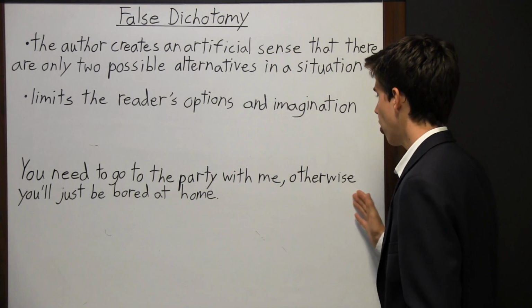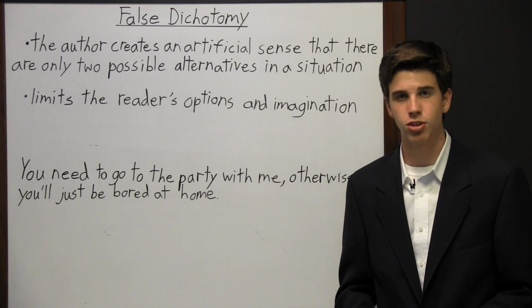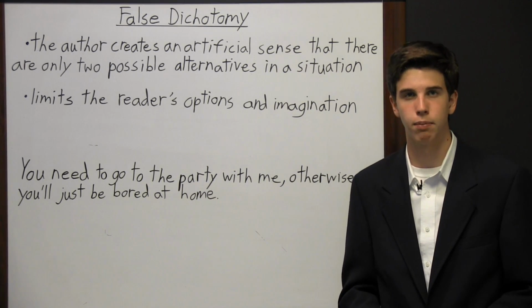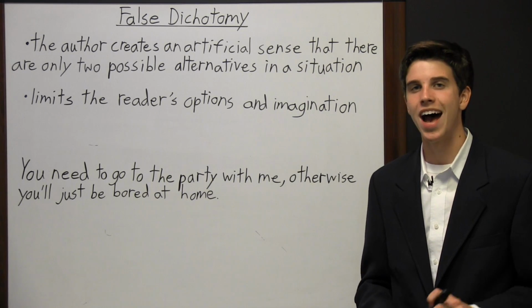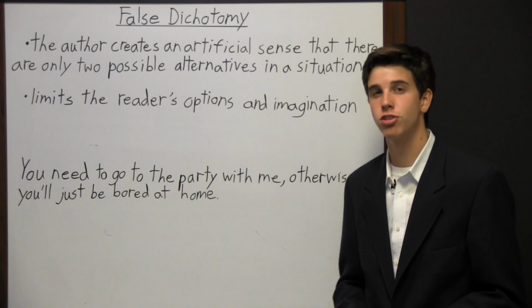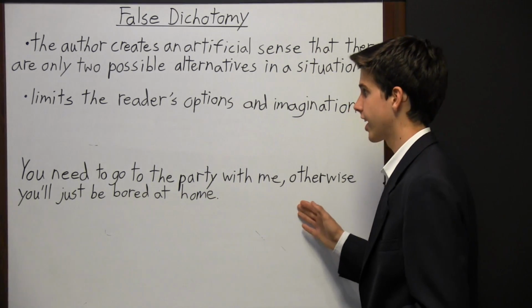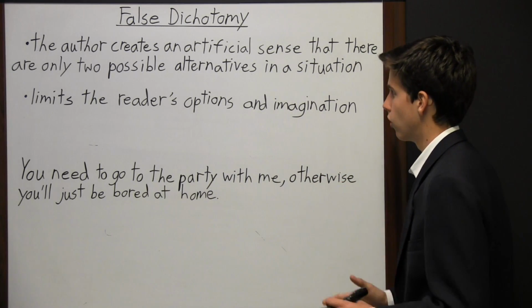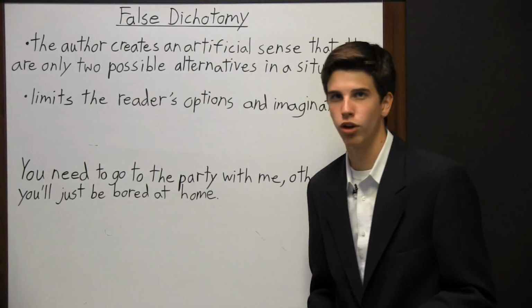you need to go to the party with me, otherwise you'll just be bored at home. And so here, the speaker suggests that the only other possibility besides being at the party is being bored at home. This is not true, as it is perfectly possible to be entertained at home, or even to go somewhere other than the party. And so this is an example of false dichotomy, because here the author is creating that artificial sense that there are only two possible alternatives. One is to go to the party, and one is to be bored at home.